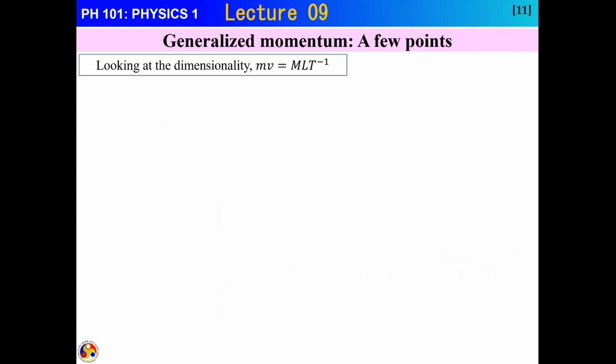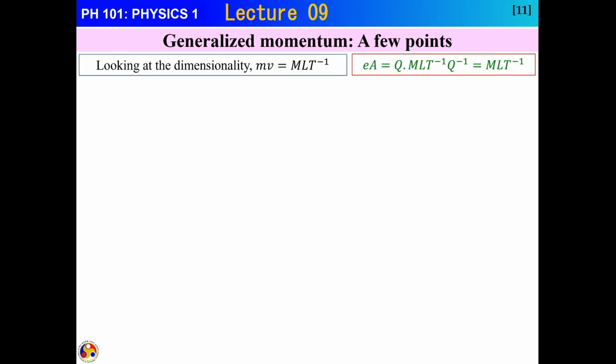Now we can look at it from the dimensionality point of view, which we always try to do to find out what this EA is all about. When you say dimensionality, MV comes in the form of M L T to the power minus 1. If EA has to be ordered in the same fashion, obviously you end up with the same dimensionality. Is that true? Yes. Here EA has a similar dimensionality, finally ending up as M L T to the power minus 1.